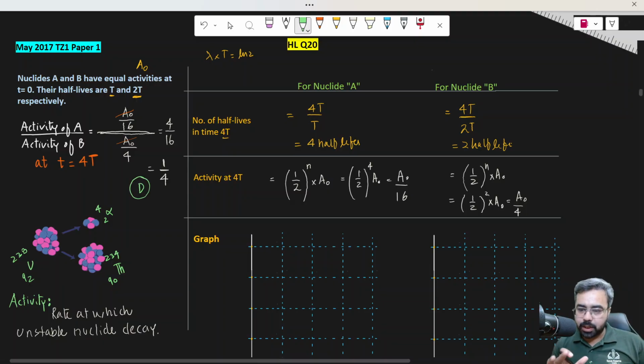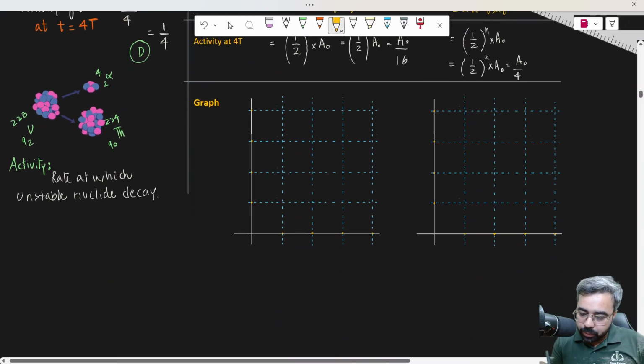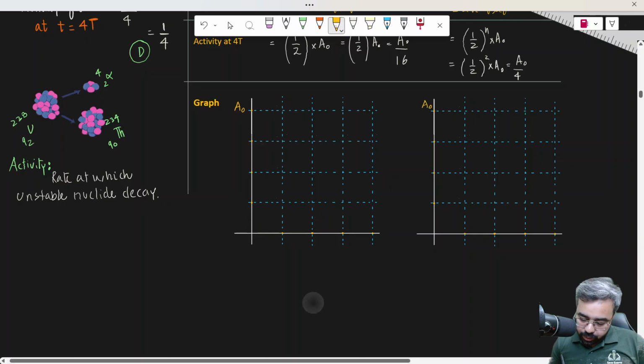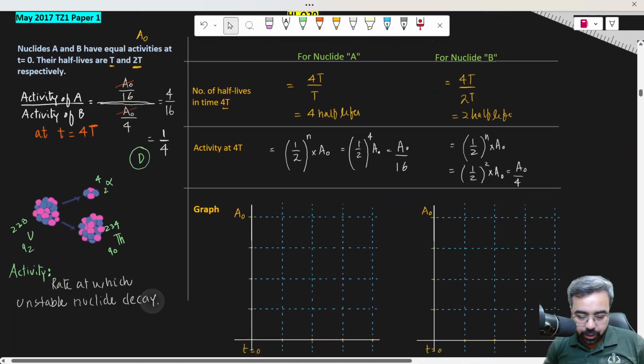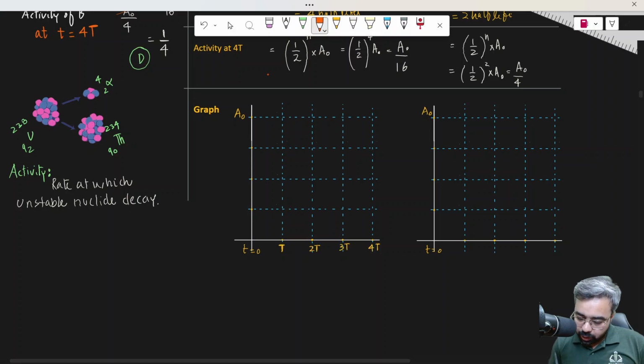Now, please don't skip the video and let us see the second method, which is the graphical method. We know that for both, the activity initially was the same, A0 and A0, at the point when the time t was 0. For A, the half-life is T, so there will be four half-lives, which we have already seen. After the time T, it should be A0 over 2. After the time 2T, it should be further halved. Then after the time 3T, it should be further halved, and then at 4T, it should be here, right?